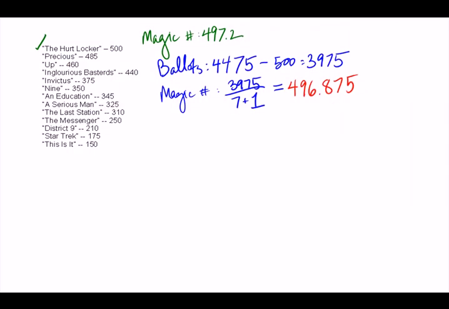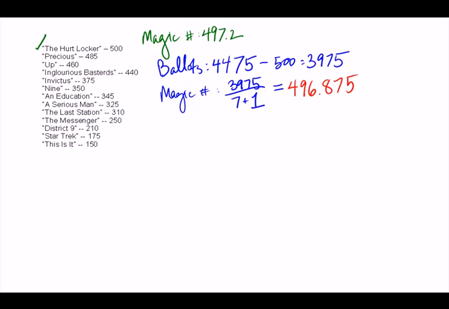So let's say that you take those 100 votes from The Lovely Bones and you redistribute them amongst the remaining movies, and Hurt Locker has 500. Now this is over our magic number. Those 500 ballots now come off the table, leaving 3,975 ballots. We have 7 slots left. And so our new magic number is 496.875, which means anything with 497 and above is good.